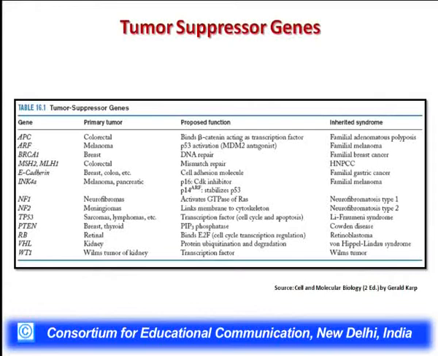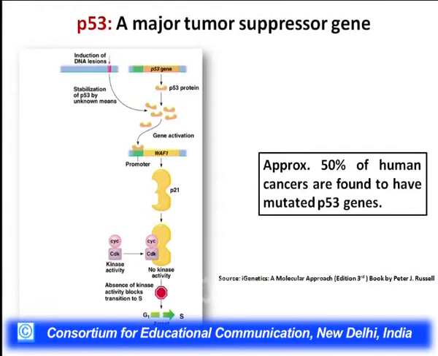Then there is RB, the retinal tumor gene, which binds to the E2F factor, the cell cycle transcription regulator, and the disease it causes is retinoblastoma. So we will discuss the RB tumor suppressor gene in detail. Now, before going into the RB tumor suppressor gene, we should know about another important gene, which is P53.